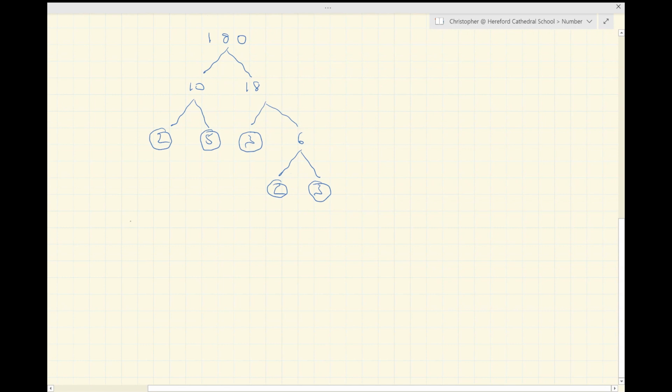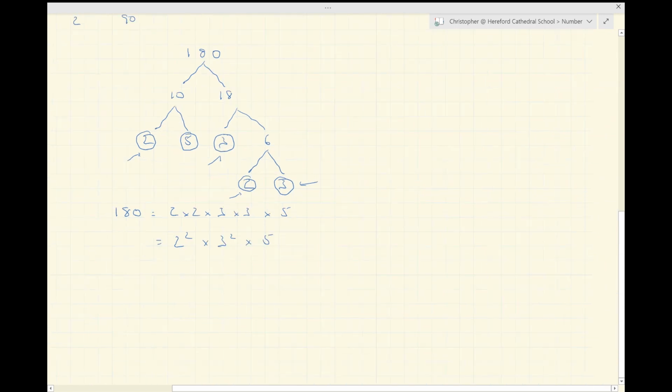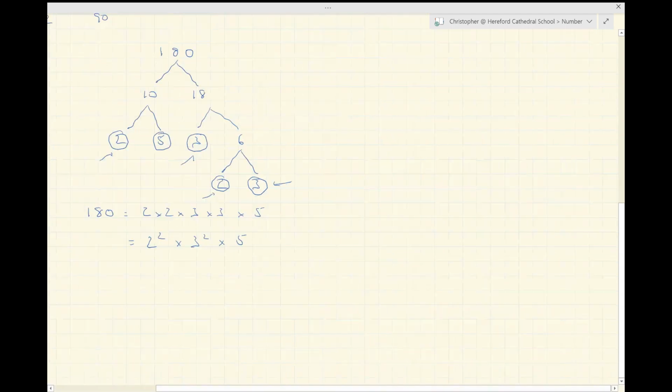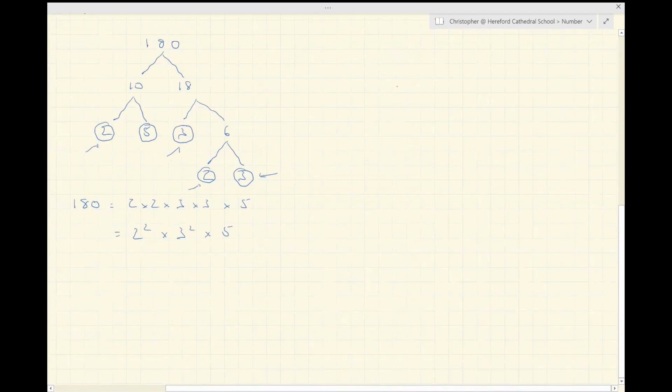So now I can write that 180 is, I've got 2 here, 2 times 2, look, 2 times 2 times, I've got 3 and a 3, times 3 times 3 times 5. And of course, you can write that as 2 squared times 3 squared times 5 if you want to. So this is a sort of factor tree method. Why don't you have a go, if you'd like to, and do 240. Why don't you write 240 as a product of its prime factors using the factor tree method.